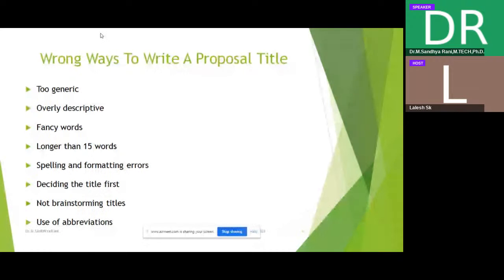A title should never go beyond 15 words. Be very careful about spelling and formatting errors. You should not decide the title at the first go. Do brainstorm titles. Don't use abbreviations. It should be very clear. Your title should be very clear.